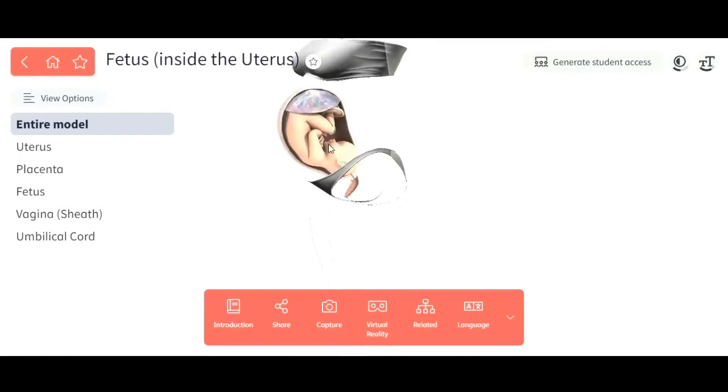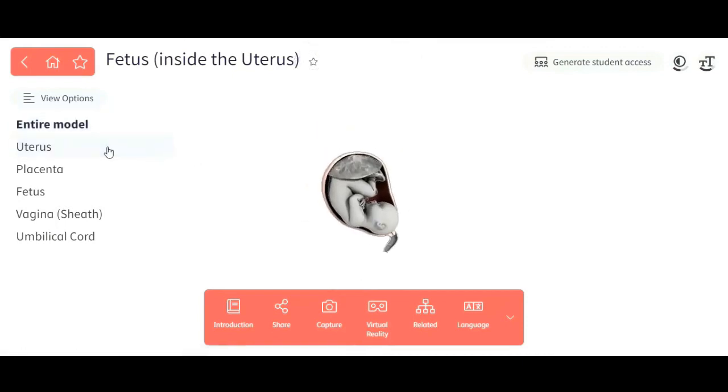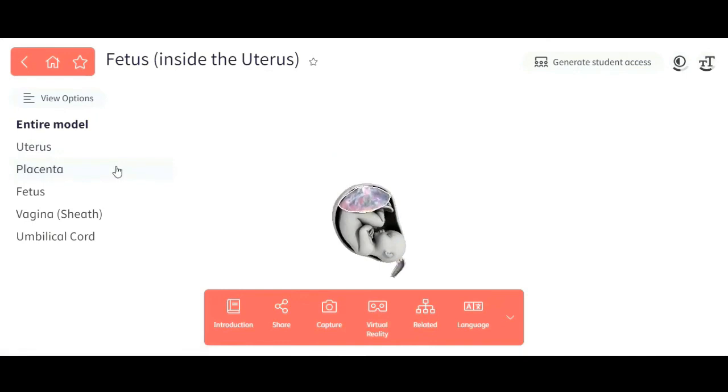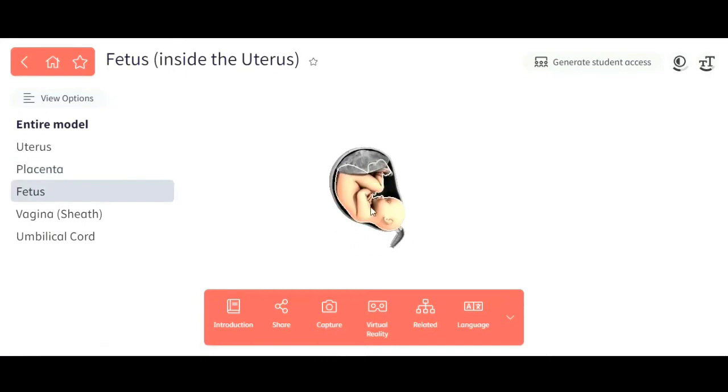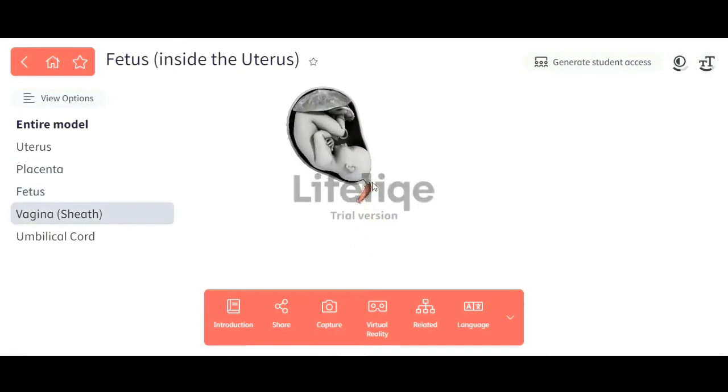The first thing that I would like to show you is the uterus, or we call it rahim. The second is placenta, that is located near the baby, and the third is fetus or janin, and there is the vagina, and the last is umbilical cord.